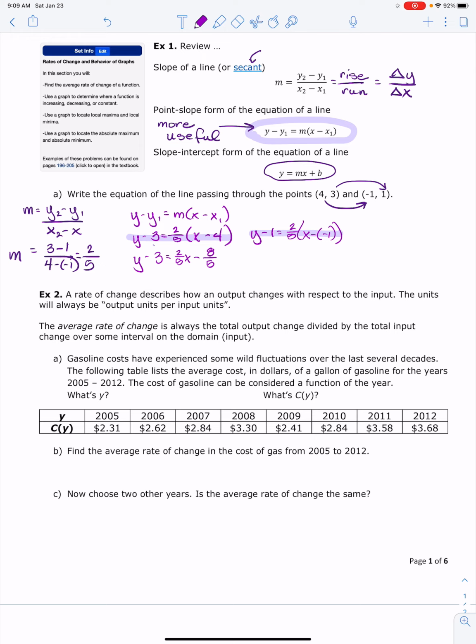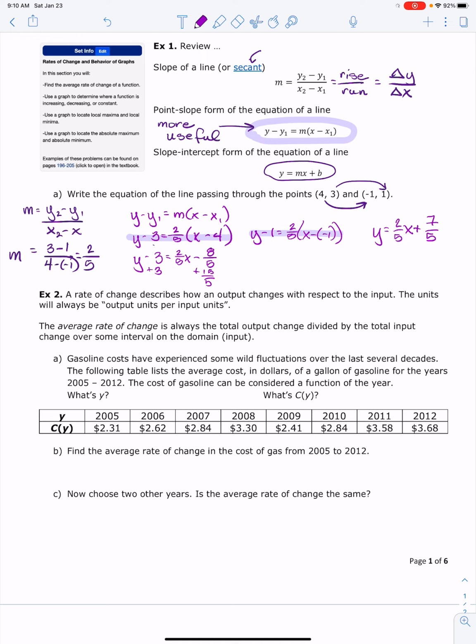I'm going to add the 3 to both sides. Over here, I'm going to add it as 15/5. And I get, I'm going to go ahead and just slide it over here, y equals 2/5 x plus 7/5. So that's what it looks like in slope intercept form.